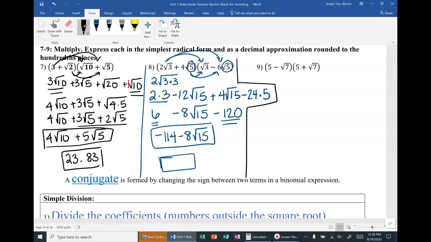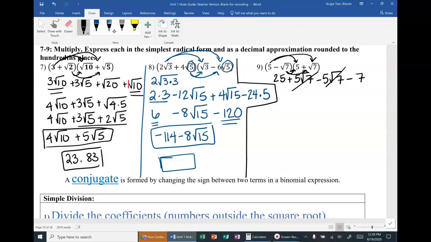Number 9, 5 times 5, that's going to give us 25. 5 times square root of 7, that's going to give us 5 square root of 7. In the middle, negative 7 times 5 is negative 5 square root of 7. Negative 7 times positive 7, you can write square root of 49, or you can go and write negative 7 straight up. Now in the middle, as you can see, you can cancel these two right away, because those are exactly the same.